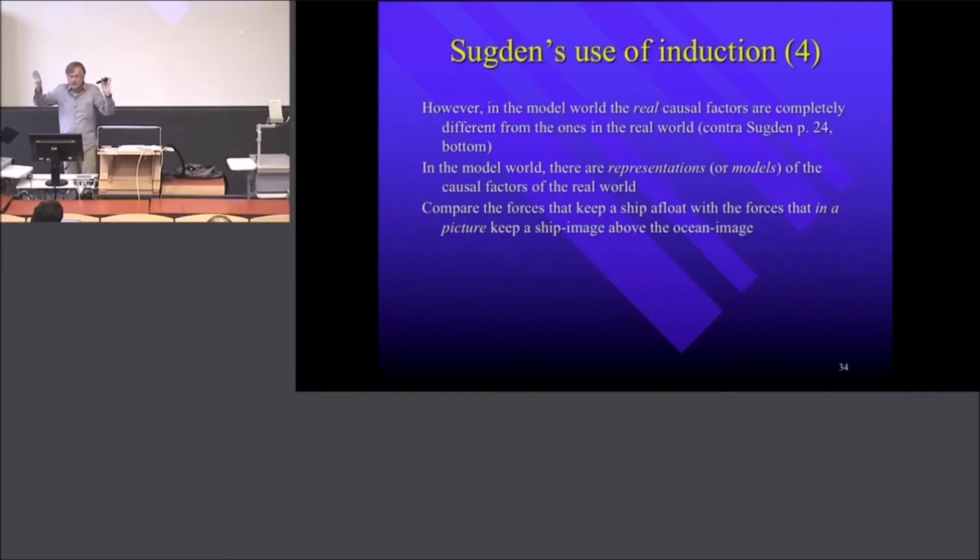In both cases, there's a ship afloat. In the one case, it's Archimedes' law for swimming bodies. In the other case, it's just that the color sticks to the canvas, right? And the ship color particles stick to the canvas, and the water image particles stick to the canvas. And because they stick there, the ship doesn't fall down into the water. So the causality is utterly different. It's completely different. It's something completely different.